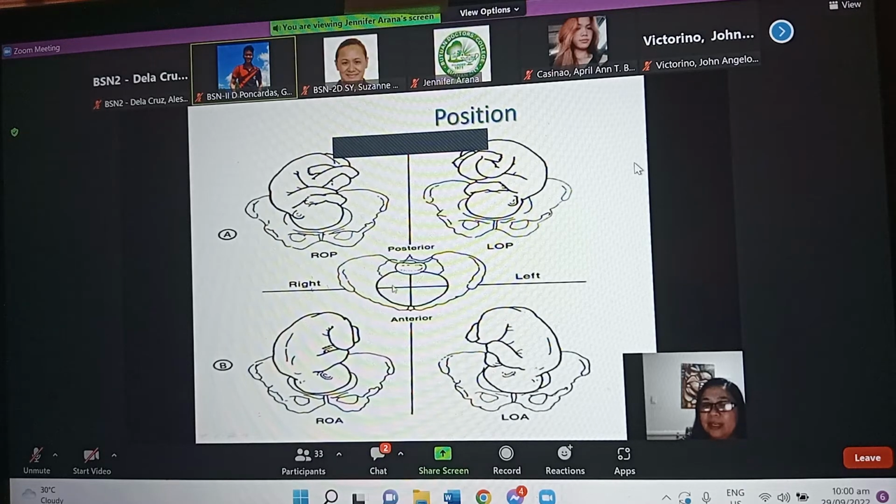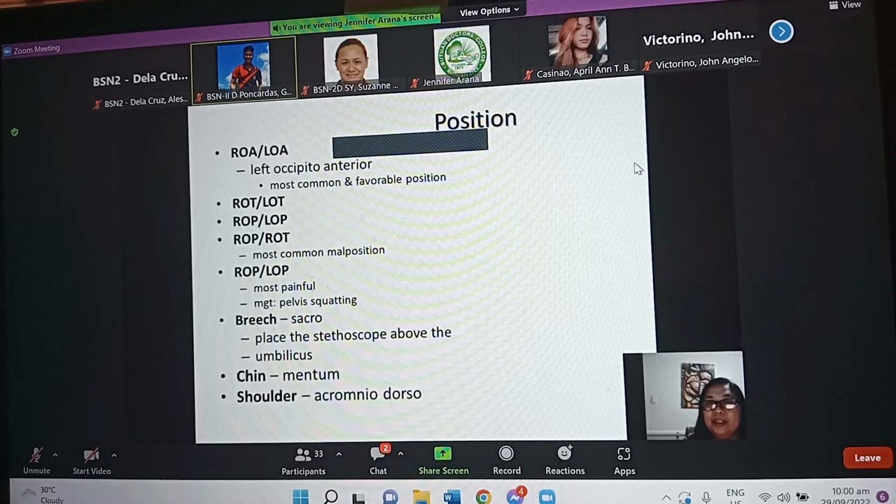Right, left, and then anterior, posterior. This is transverse. So that is how you are going to determine the fetal position. The most common and the most favorable position is the left occipital anterior. The most common malposition is the right occiput transverse. The most painful, right occiput posterior and left occiput posterior. The management here to relieve pain is pelvic squatting.